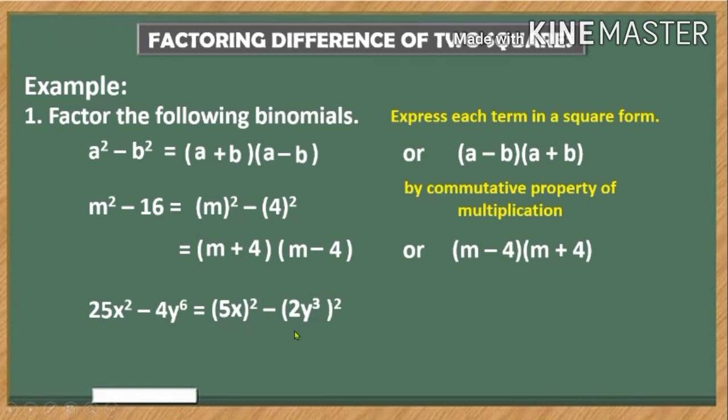Now, how did we get 3 here? So 6 here is divided by 2, and the quotient is 3. And we enclose these terms and raise to the power of 2. So our bases now are 5x and 2y cubed. So to factor, we just simply copy the bases and the operation, doing the same on the other factor.